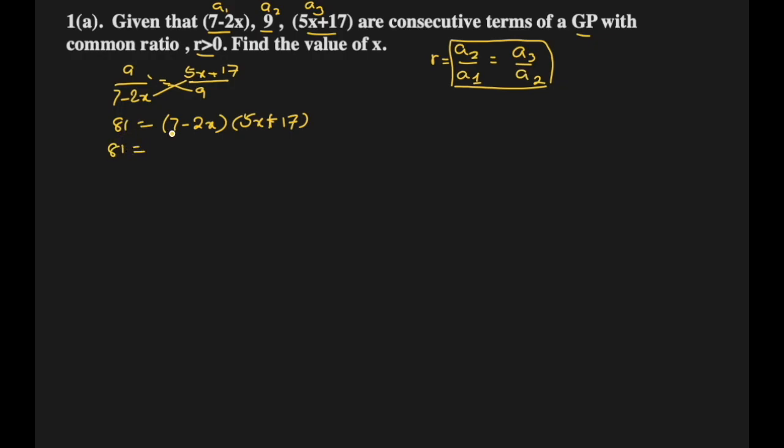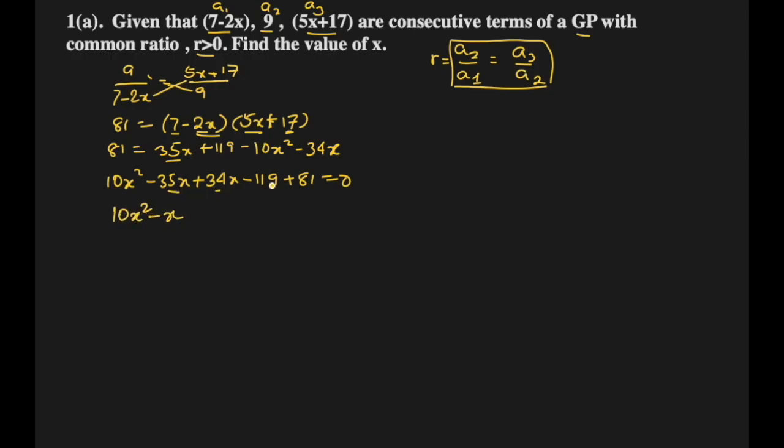So 81 equal to 7 times 5x, 35x, 7 times 17 will be 119, then 2 times 5 is 10, minus 10x squared, and 2x times 17 will be 34, negative 34x. Now let's bring everything to the left side and x squared first. It will become positive 10x squared on the left, then minus 35x plus 34x, minus 119, and we had 81 already here. So 10x squared minus x, minus 38 equal to 0.